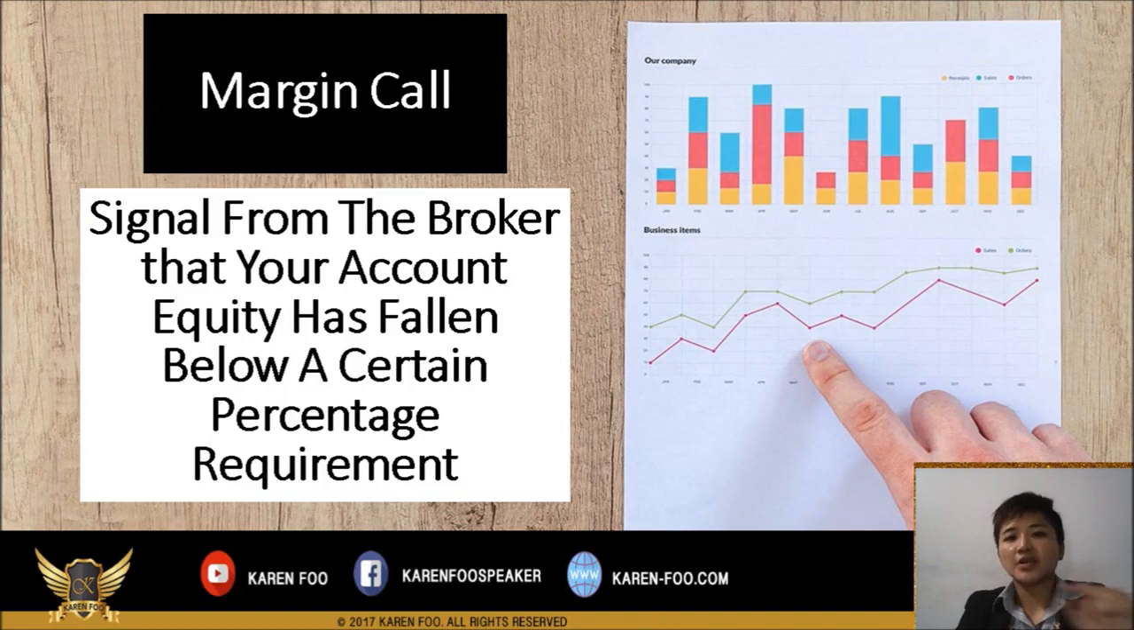So there's this term called account equity. Now what's the difference between equity and your initial capital? Initial capital is the amount of money that you put in, your deposit. Your equity is the current balance that you have plus the floating profits or losses, meaning the unrealized profits or losses. Let me repeat that again: your current balance plus your unrealized or floating profits or losses. That's what I mean by equity.